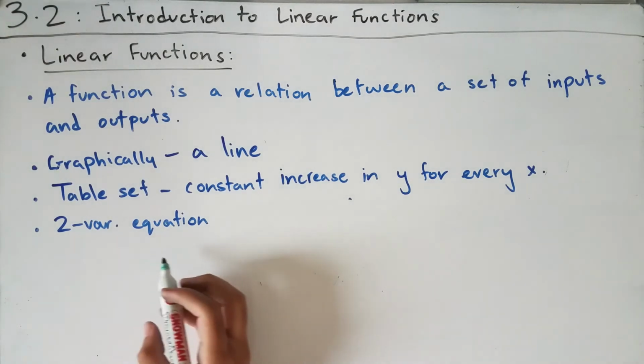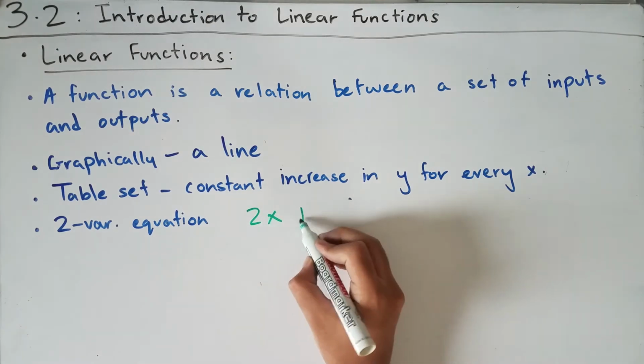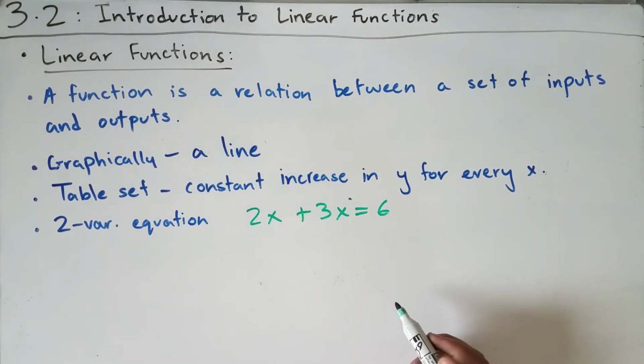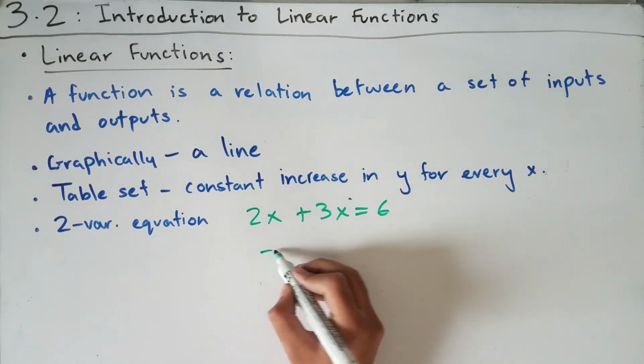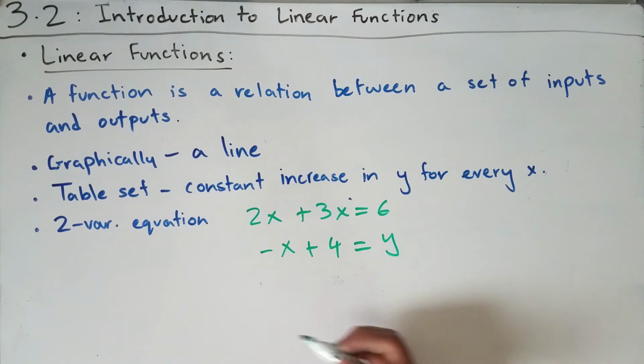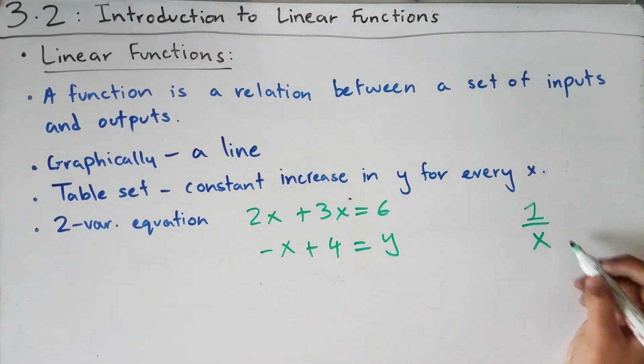So you could find a linear function in the format of 2x plus 3y equals 6. This is the standard form of the linear function. You could also have negative x plus 4 equals y. That's also a linear function. However, you cannot have the input value in your denominator, or else it's not a linear function.